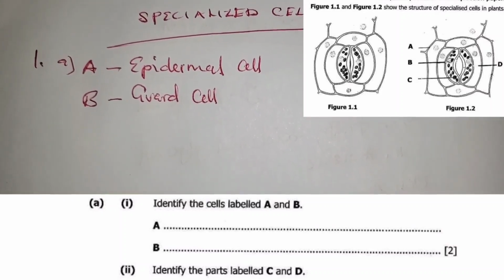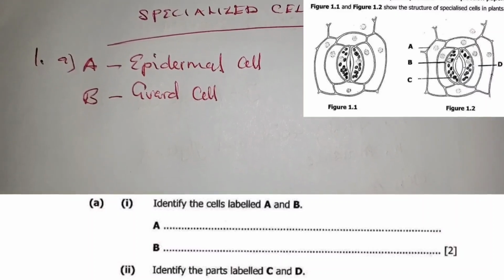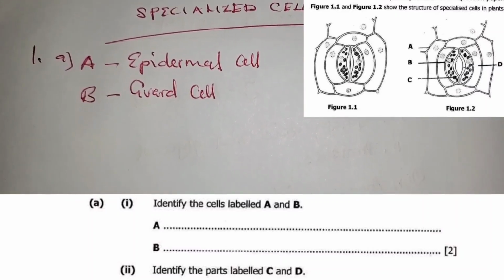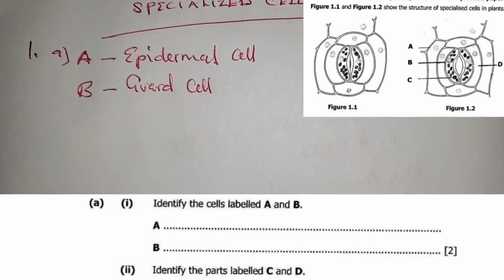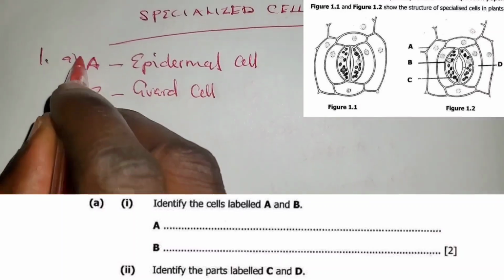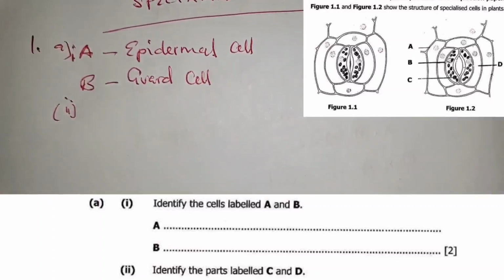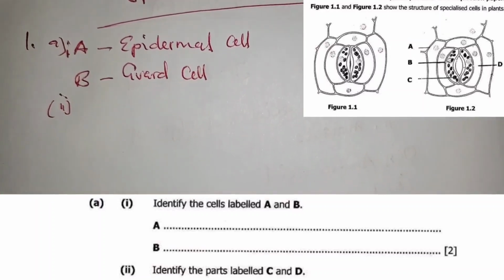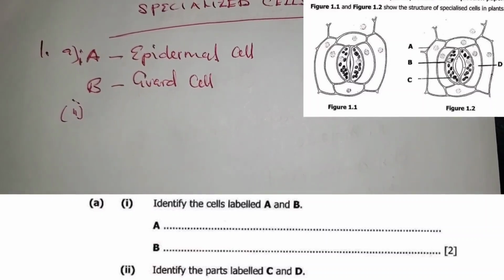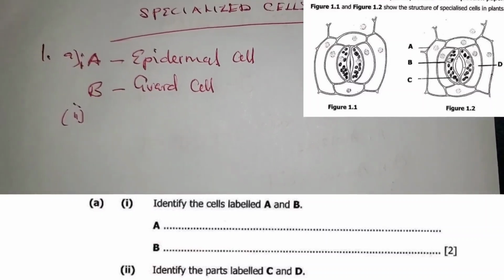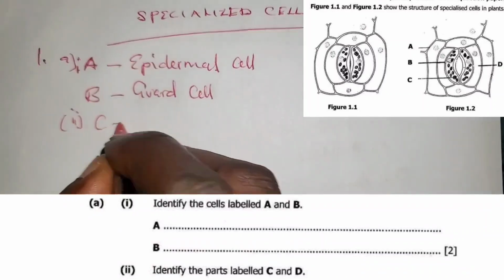Okay. Now, identify the parts labeled C and D. So this is A1, then A2, the parts labeled C and what? D. So C are those black dots, and these are plant cells. So C are chloroplasts.